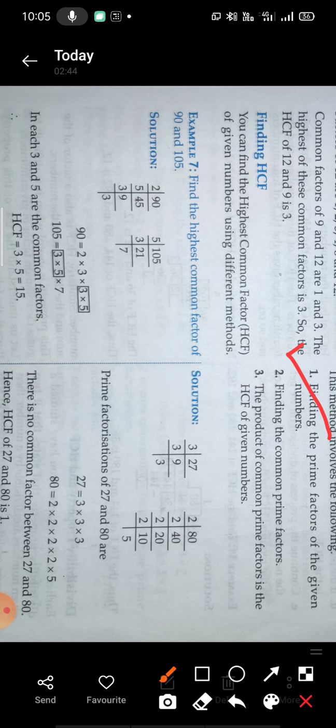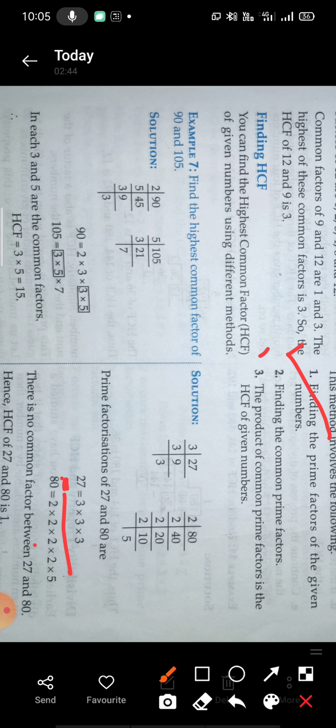80 is divided by 2. 2 40s are 80, 2 20s are 40, then 2 10s are 20, 2 5s are 10. So the factors of 27 are 3, 3 and 3. Okay. And factors of 80 are 2, 2, 2, 2 and 5.